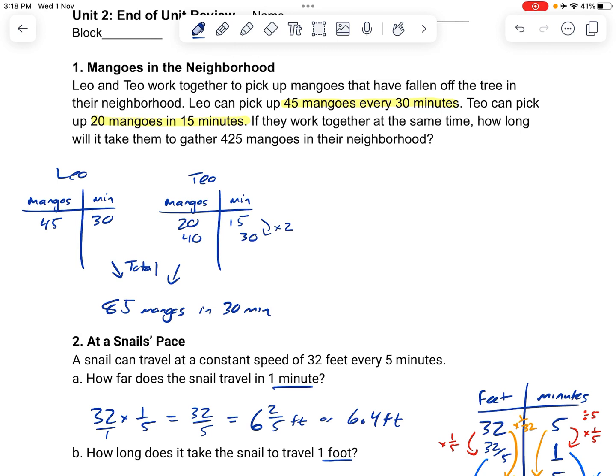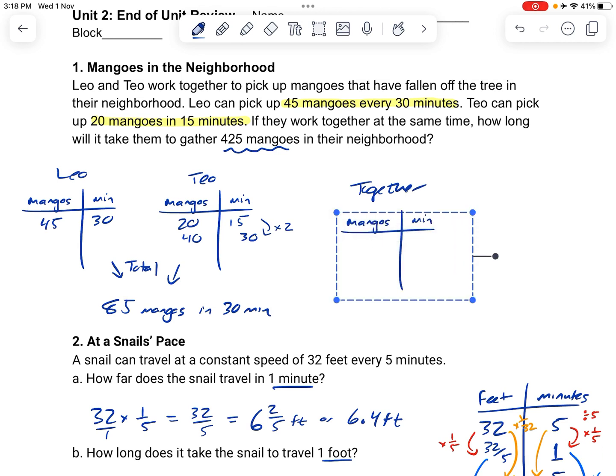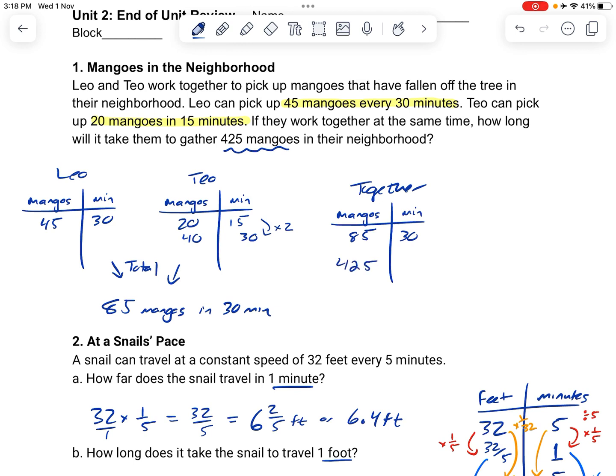And now we're trying to figure out how long it's going to take them to pick 425 mangoes. So I'm going to make another table for when they are together. Paste that table right there. Together, they're picking 85 mangoes in 30 minutes, and I want to figure out how long it's going to take them to get 425 mangoes.